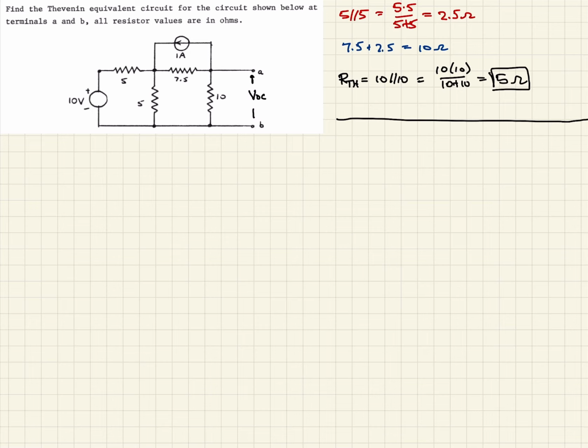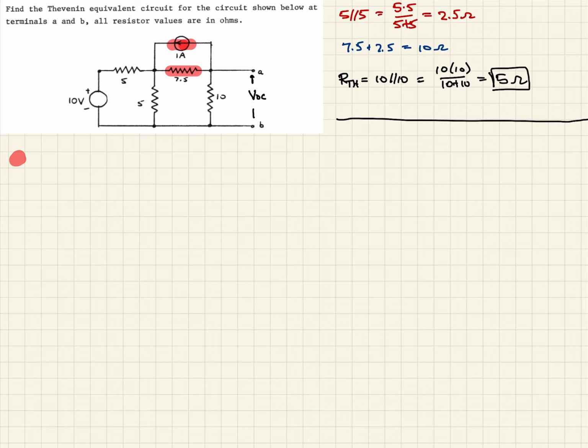So the first thing we want to look at is we want to do a little simplification. And we see that we have this current source and this resistor in parallel. So that means we can do a source transformation and replace that with a voltage source in series with a resistor. So let's look at doing that.